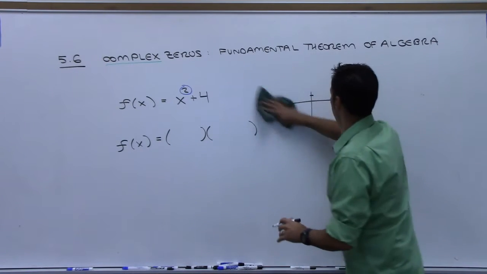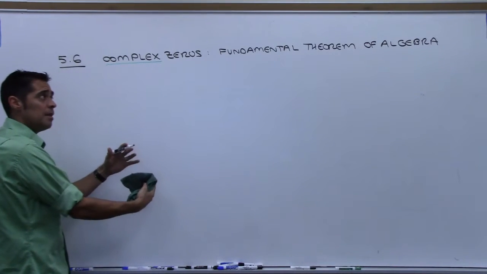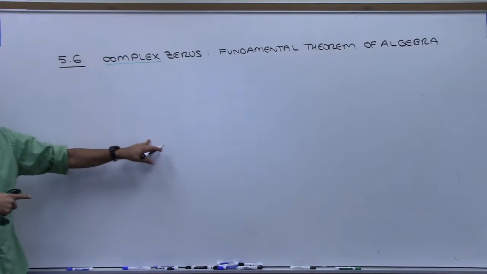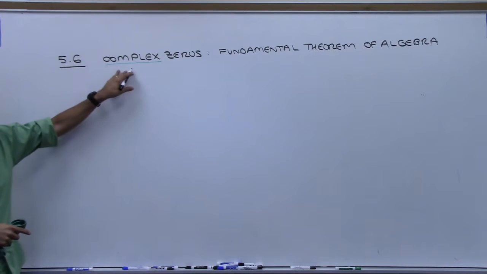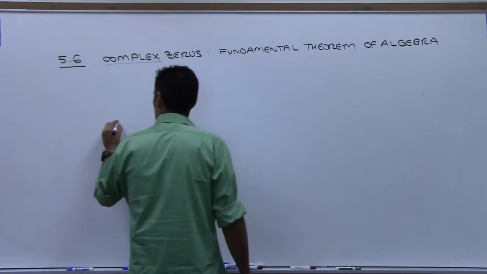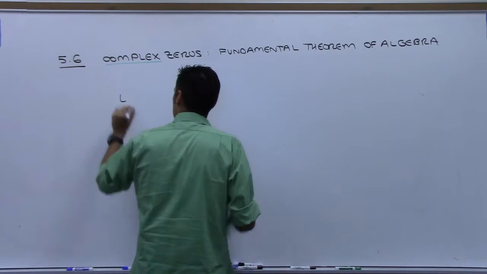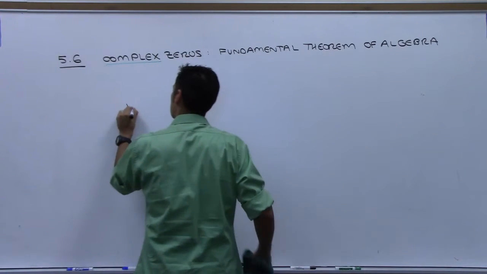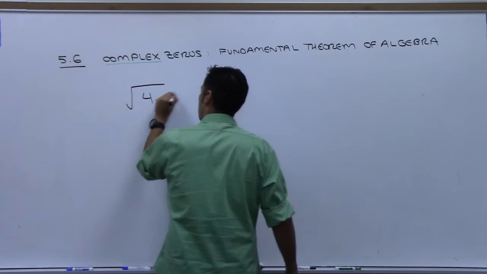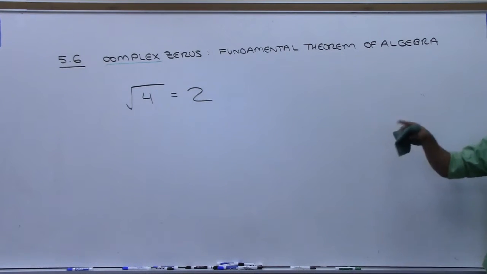I'm going to come back to this, but my intention was to at least motivate the idea that the fundamental theorem of algebra says I can factor that, but I have to be willing to allow complex numbers. So let's make sure we understand complex numbers. If you look at the square root of 4, we all say the answer is 2, right? Plus or minus.